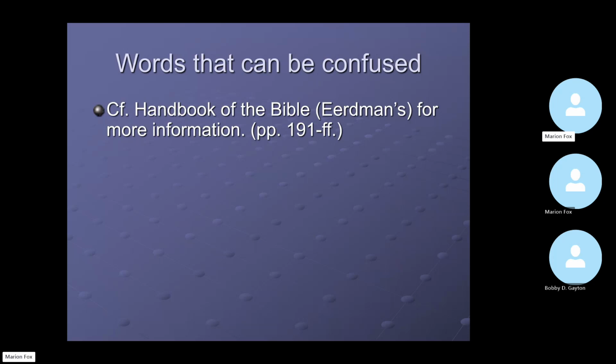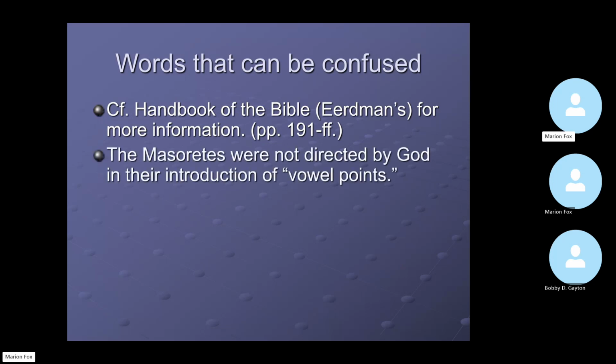The Handbook of the Bible by Edmonds has more information in the file notes that I sent you. That's in the bibliography at the end of the notes. If it's not there, let me know and I'll send it to you.